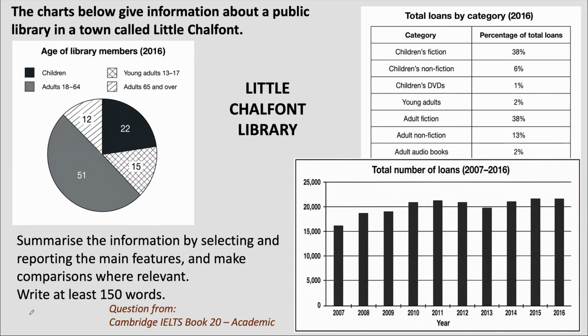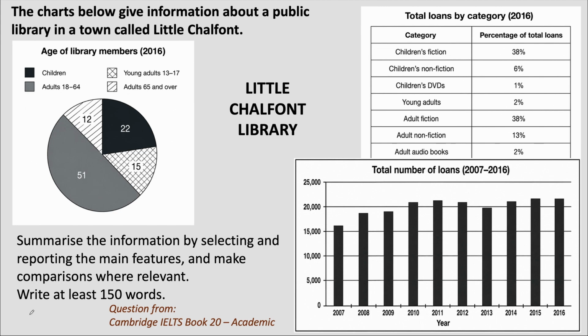We'll work on a sample answer for this IELTS Writing Task 1 academic question from Cambridge IELTS 20. This question has 3 charts, which is a little unusual. Usually we get only 1 or 2 charts. A task 1 question with 1 or more charts is a combination question.